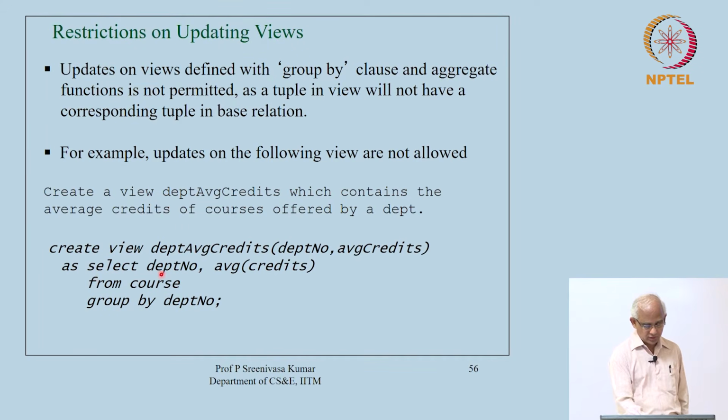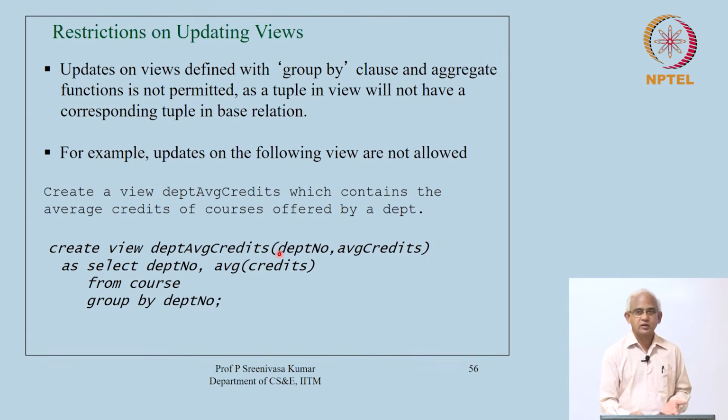How do you do that? Select department number and average of credits, which is an aggregate function, and do a group by department number. If you recall, what we are basically doing here is that the course tuples will be partitioned department wise, and for each department we will be computing the average, and then the table will now have department number and average credits.